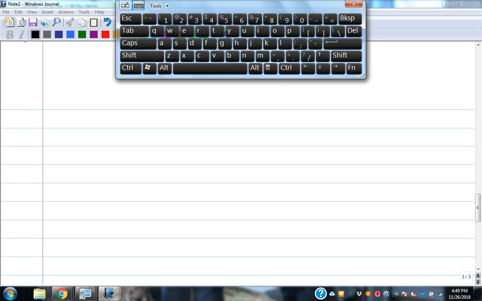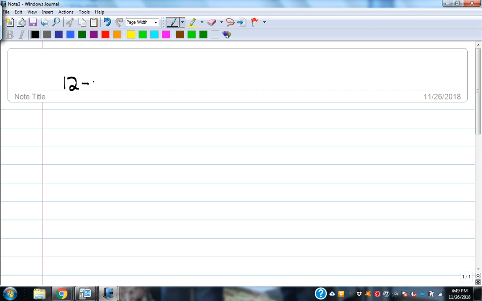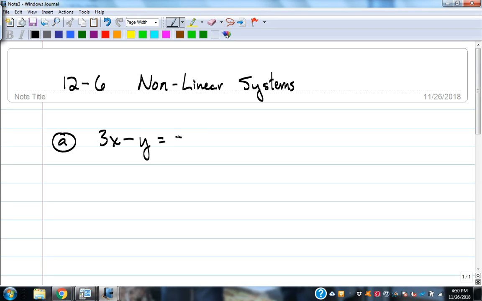section 12.6, nonlinear systems. It's a system of equations, so it's still got the same possibilities. We can still have one solution, infinitely many solutions, or no solutions. The difference is the one solution could be more than one point, depending on what kind of equations we have. So let's take a simpler one to start off with.